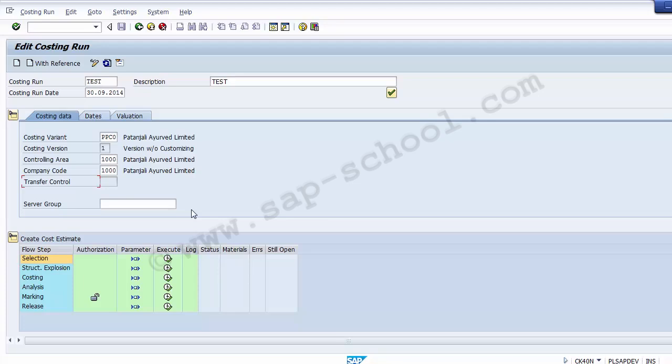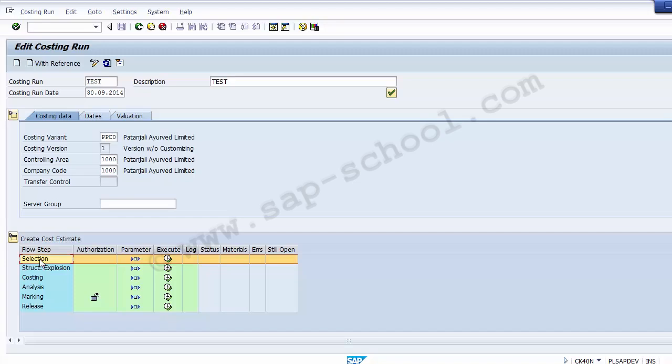The costing run is also created for a particular date range. We'll discuss that one by one. The costing run contains 6 steps, as you can see on the below side, that is the flow steps: 1, 2, 3, 4, 5, 6. These are the 6 steps which are needed to execute the costing run. That is selection, structure explosion, costing, analysis, marking, and release.